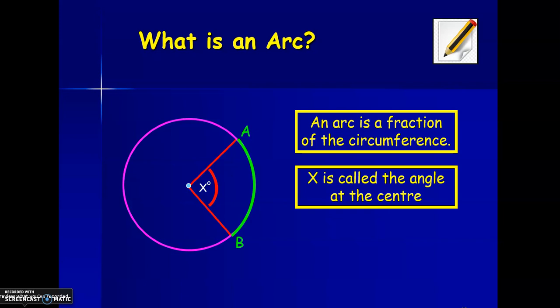If the angle at the centre is less than 180 degrees, then a minor arc is produced. If the angle at the centre is greater than 180 degrees, then a major arc is produced.